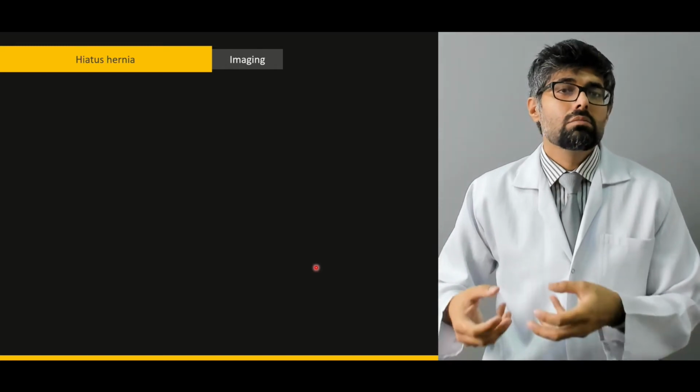Then we have another condition called the hiatus hernia. Now, what is hernia? Hernia is the movement of a viscera through an opening from which it is not supposed to go through. Now, there are usually two types of hernia seen in the abdomen. There's the hiatus hernia and there's the paraumbilical hernia. In the paraumbilical hernia, small bowels try to move into the umbilical opening.